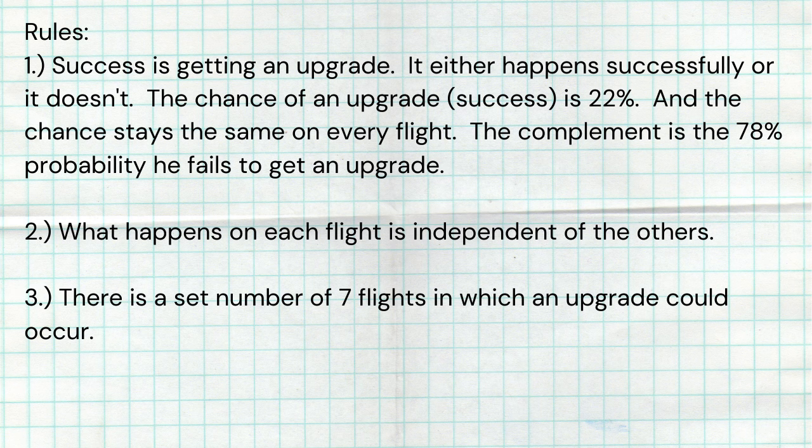Lastly, a set number of trials or opportunities to get an upgrade is clearly given to us as 7. Now, the list of outcomes is really easy. 0 upgrades, 1, 2, 3, 4, 5, 6, or 7 upgrades. Now, what about finding the probabilities? Let's start off with getting exactly 2 upgrades in his next 7 flights.